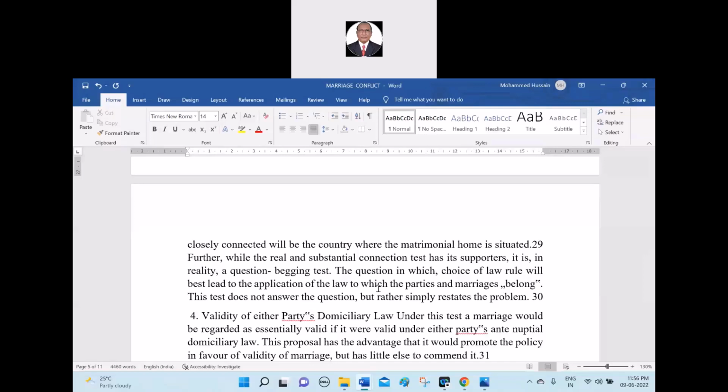A domicile can be acquired by losing the domicile of origin by birth. Further, while the real and substantial connection test has its supporters, it is in reality a question-begging test. The question is which choice of law rule will best lead to the application of the law to which the parties and the marriage belong. The test does not answer the question, but rather simply restates the problem.